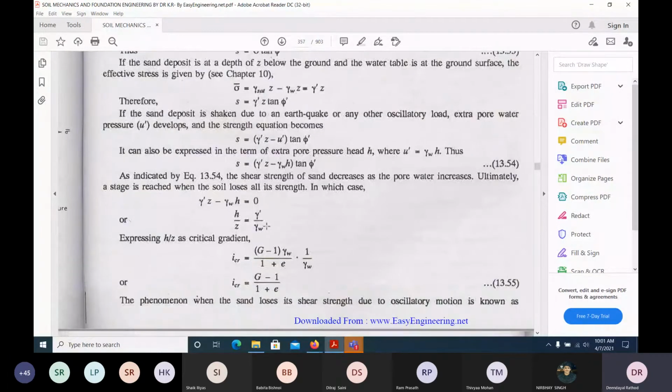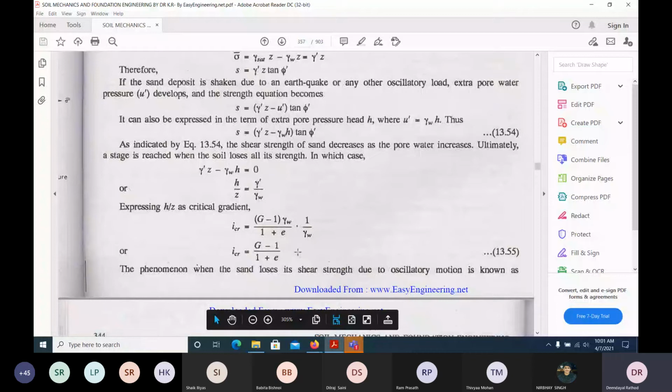When you make it 0, the ultimate equation is H by Z, which is the gradient, equal to gamma dash by gamma W. What is gamma dash? We know this equation: (G minus 1) gamma W by (1 plus e), and finally you will get this equation. This is called the critical gradient.